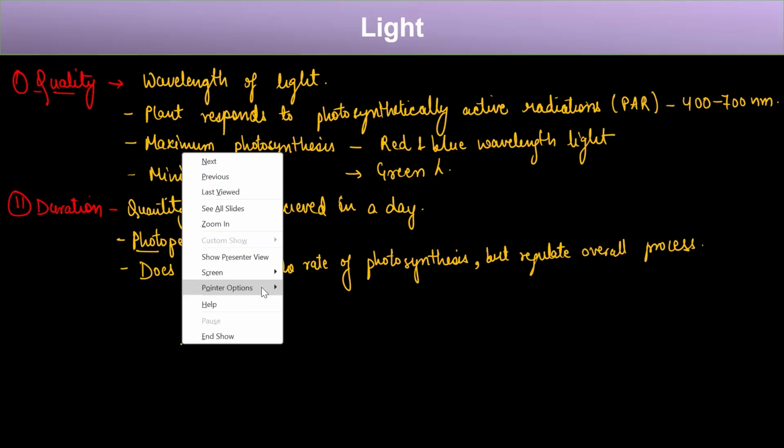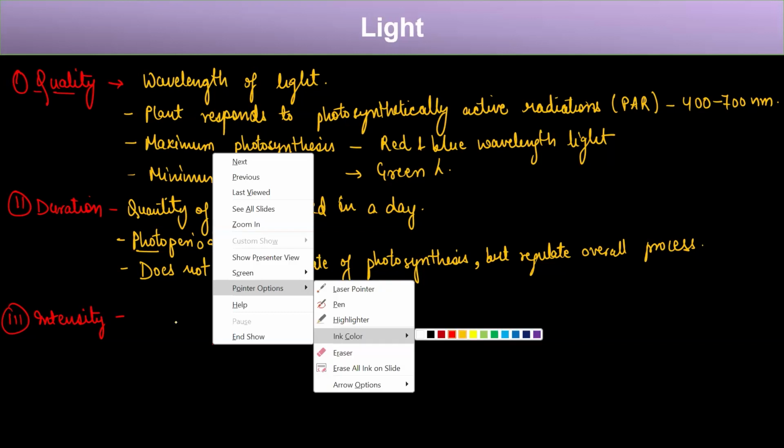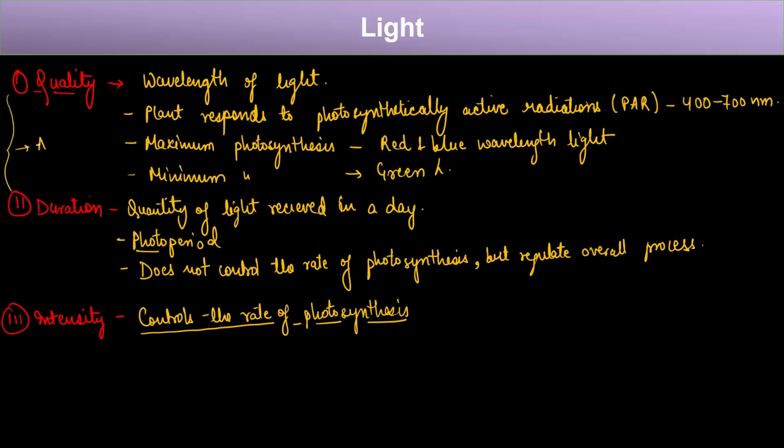Now, this is the second factor. What is the third factor? The third factor is the intensity of the light. And this intensity regulates your rate of photosynthesis. So these two regulate the amount, but intensity controls the rate of photosynthesis. What intensity of light the plant is receiving will ultimately decide at what speed the photosynthesis will take place. So these two decide the amount of photosynthesis, and intensity decides the rate of photosynthesis.